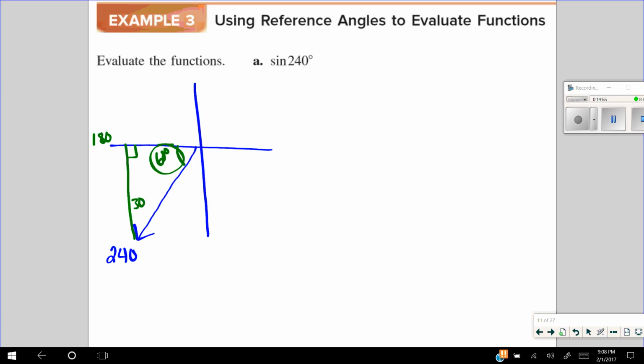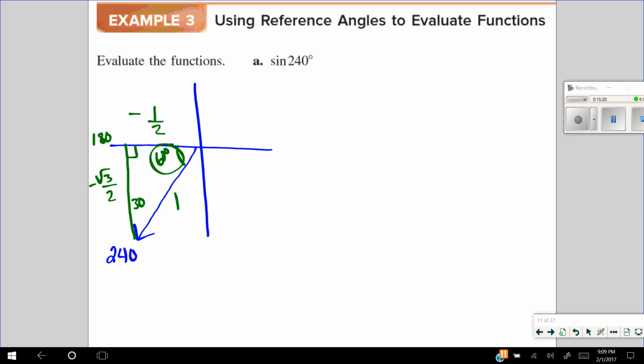And then what we should do is label the side lengths. So hypotenuse is always 1. Across from 30 is always 1/2. Across from 60 is square root of 3 over 2. And again, you should have that memorized. And then we have to apply negatives. So since we moved left, that measurement's negative. Since we moved down, that measurement is negative.